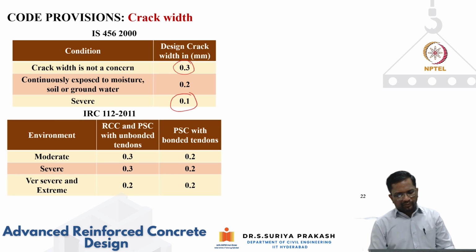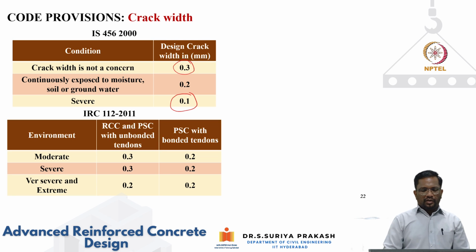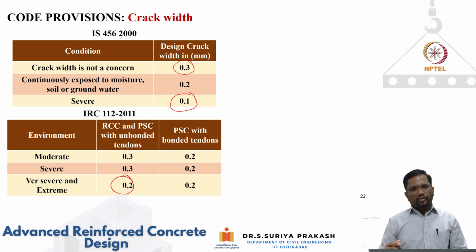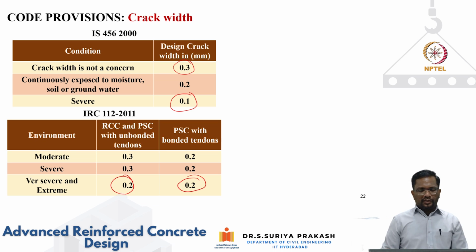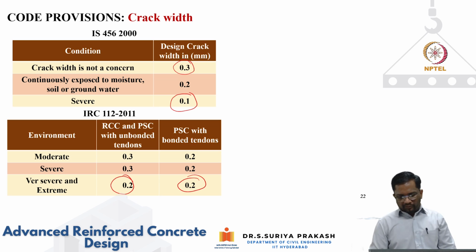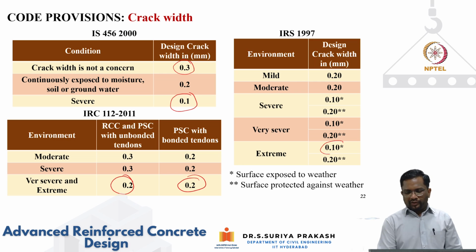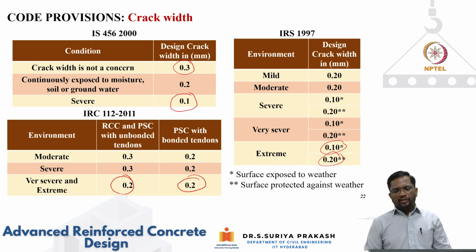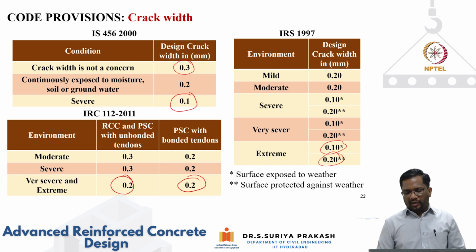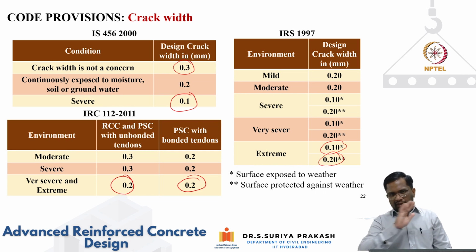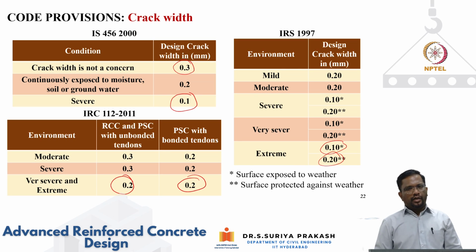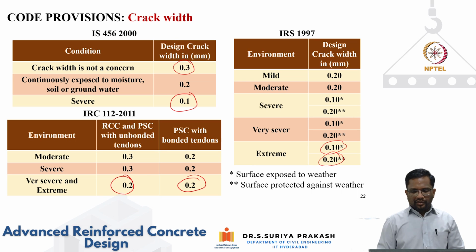Okay, similarly, IRC provisions also, if you see here, for very severe, you are limiting your crack width to 0.2, and you have two categories. One is pre-stressed concrete with unbonded tendon and bonded tendon, and you can see that crack widths are specified as 0.2 millimeter. And this is from IRS provisions. IRS provisions for extreme has two values, 0.1 and 0.2, depending upon whether the surface is exposed to weather or protected against weather. So when it is protected against weather, basically you're going to give some coatings and all. So when it is protected, then you can have a slightly larger crack width that is allowed under the serviceability limit state.